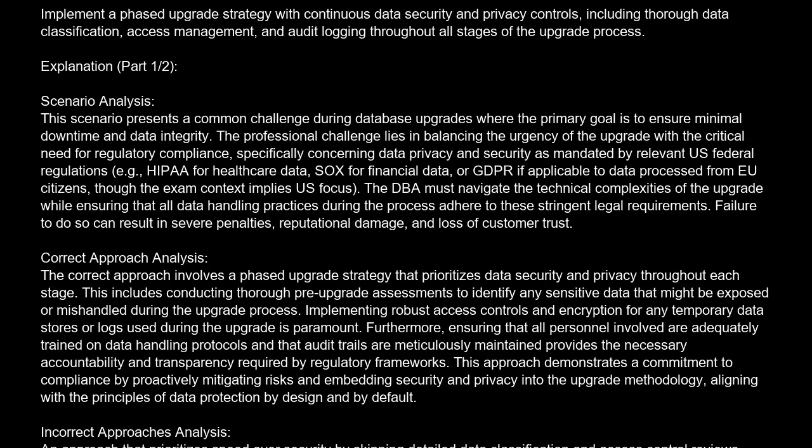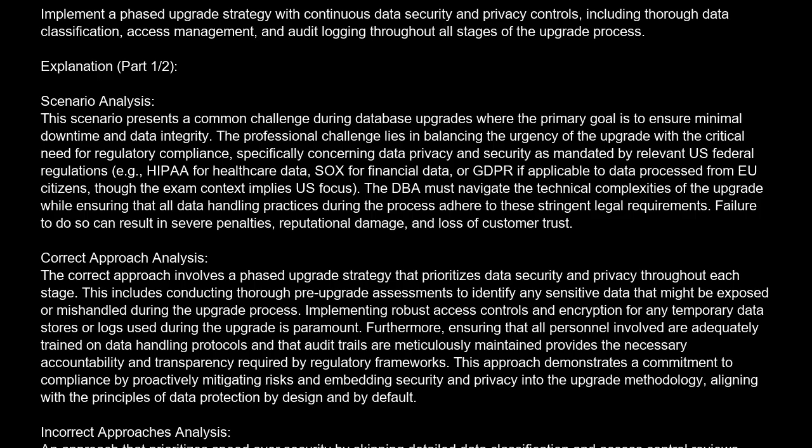The correct answer is C. Implement a phased upgrade strategy with continuous data security and privacy controls, including thorough data classification, access management, and audit logging throughout all stages of the upgrade process.